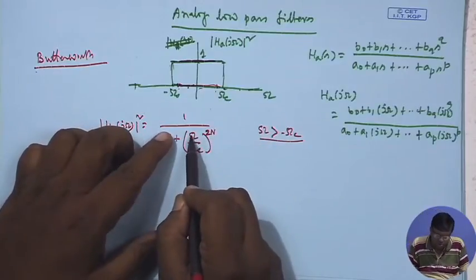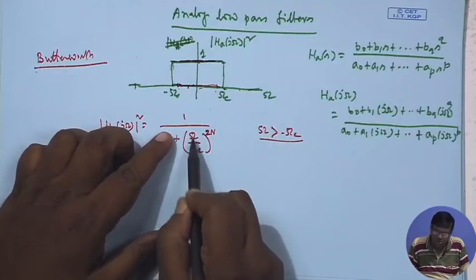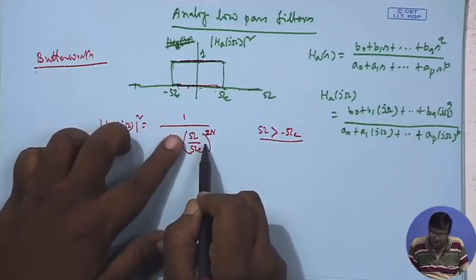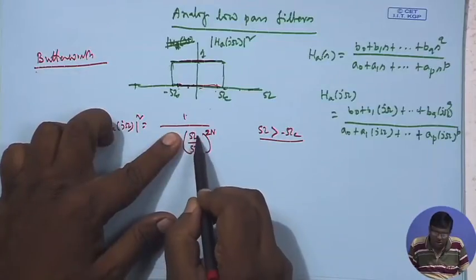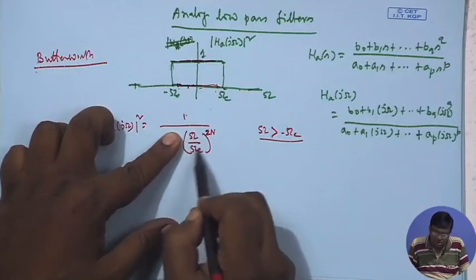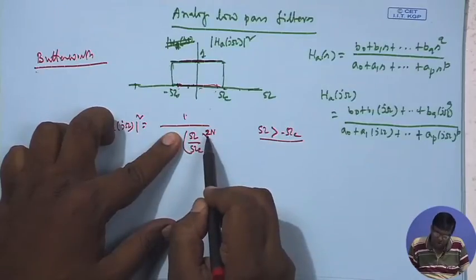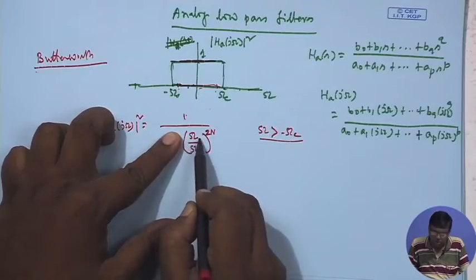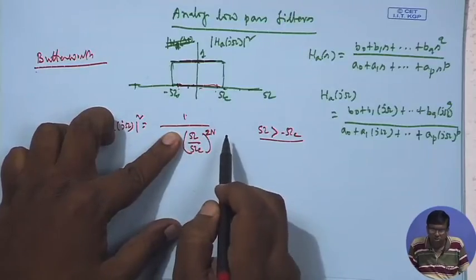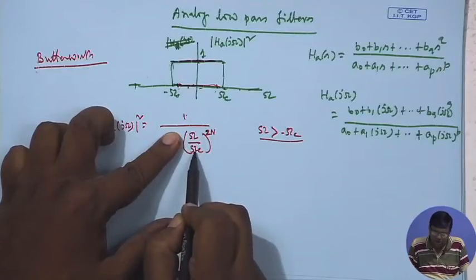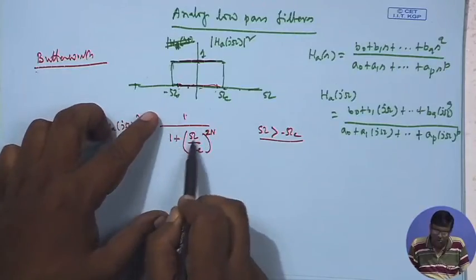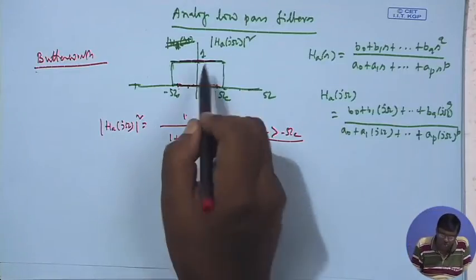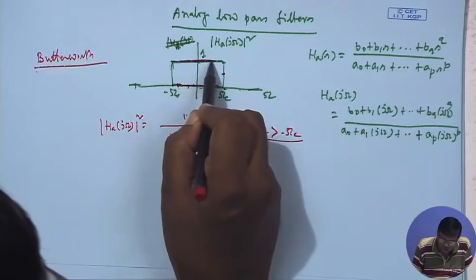That is, once omega crosses omega c, omega by omega c is somewhat greater than 1. So, that to the power 2n, if n is large, will be much higher than 1. So, forget 1. 1 by something much greater than 1 will be very close to 0, and as omega goes on increasing, finally it will go down to 0. And at omega equal to omega c, it is 1. So, 1 plus 1 to the power 2n, 1 to the power 2n is 1, so 1 by 1 plus 1, that is 1 by 2. So, that means it will be a function like this.